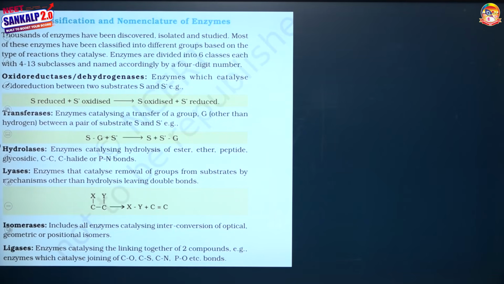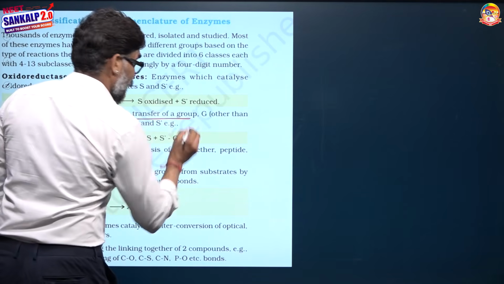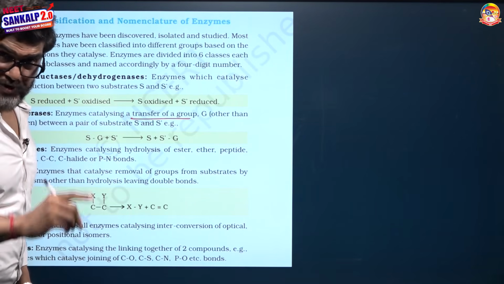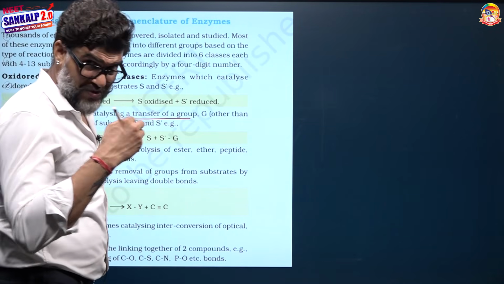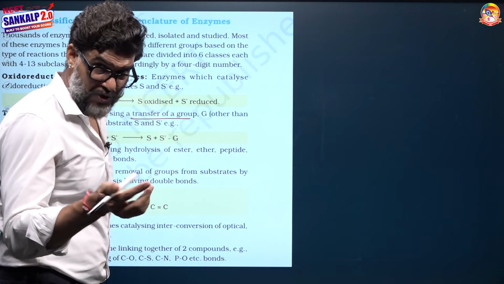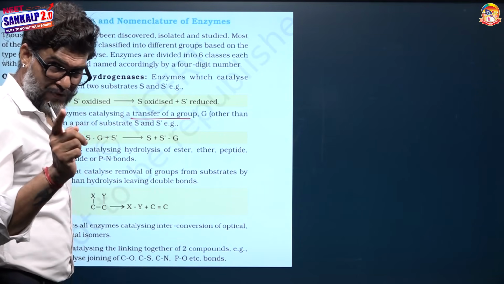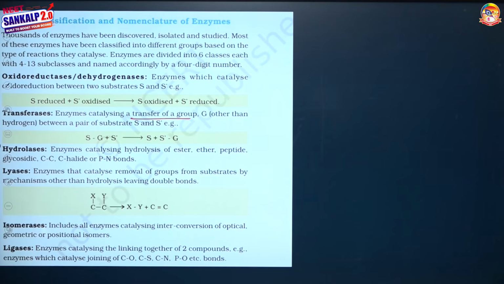Simple. Second is transferases. What do they do? They transfer groups. But this group should not be hydrogen, because if the group taking part in the transfer is hydrogen, then it is an oxidation reduction. So it is transfer of a group other than hydrogen.